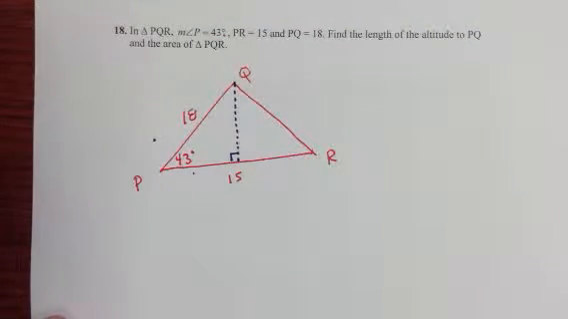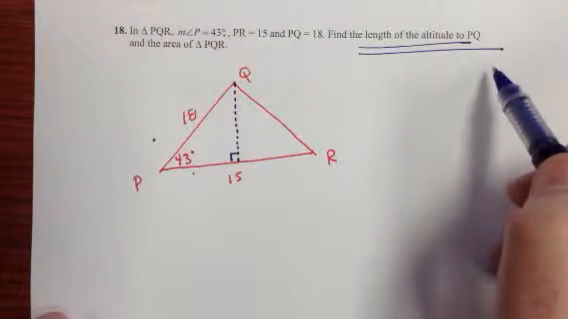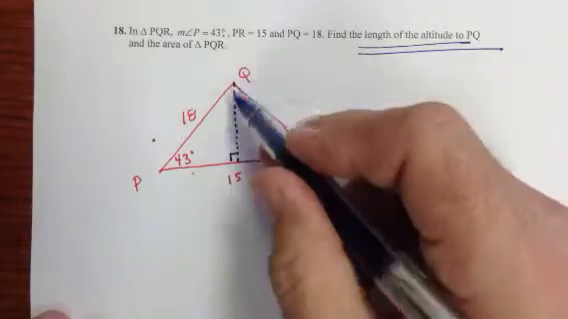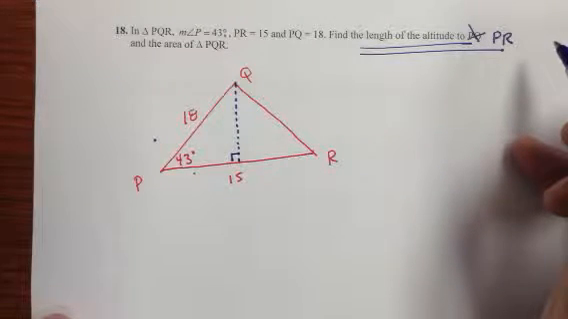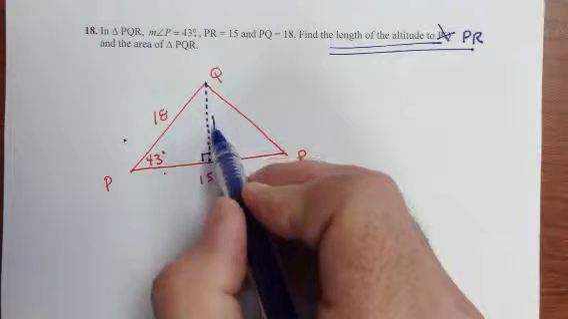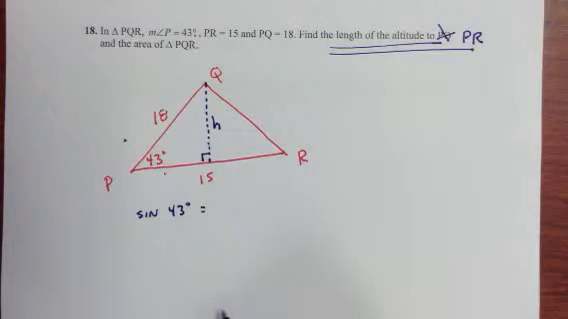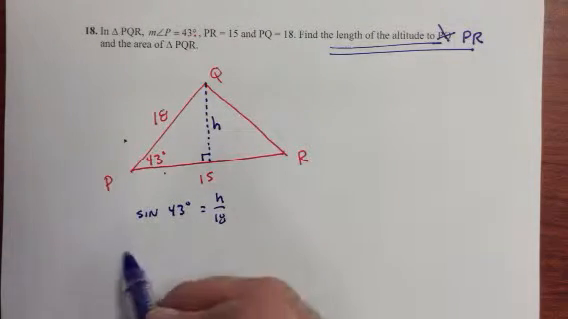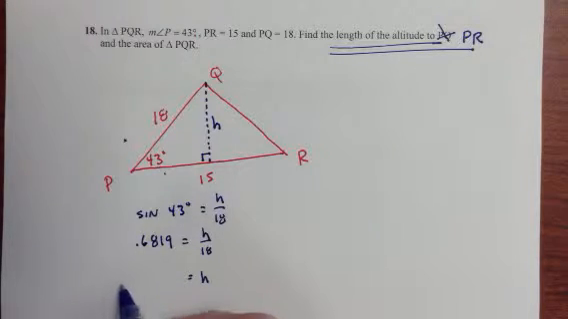I'm going to actually flip this around first. I'm going to find the altitude to PR. I could have done this either way, but I drew it this way. So I'm going to change this to PR. The process will be the same. Sorry about that. So I'm going to find the altitude to PR. I'm going to call this blue segment the height. So sine of 43 degrees is equal to opposite over hypotenuse. The sine of 43 is 0.6819. Multiply both sides by 18.